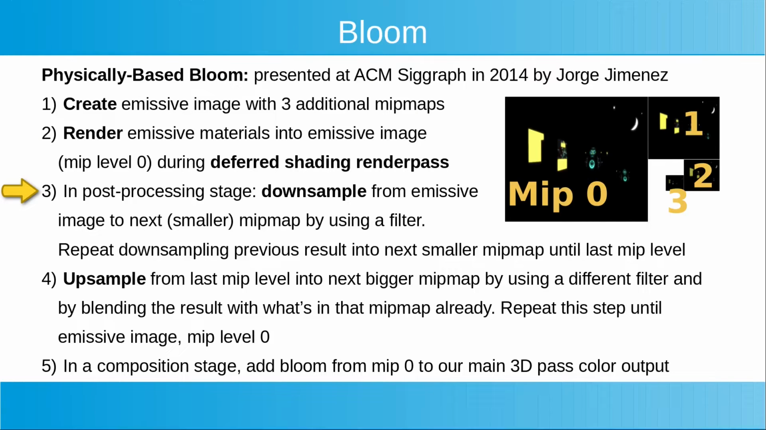Third, we downsample from the emissive image to the next smaller mipmap by using a filter. Then we repeat this step by downsampling the previous result into the next smaller mipmap until we reach the last MIP level. Fourth, we upsample from the last MIP level into the next bigger mipmap by using a different filter and by blending the result with what's in that mipmap already. We repeat this step until we reach the original emissive image. Fifth, in a post-processing composition stage, we add the bloom to our main 3-pass color output.